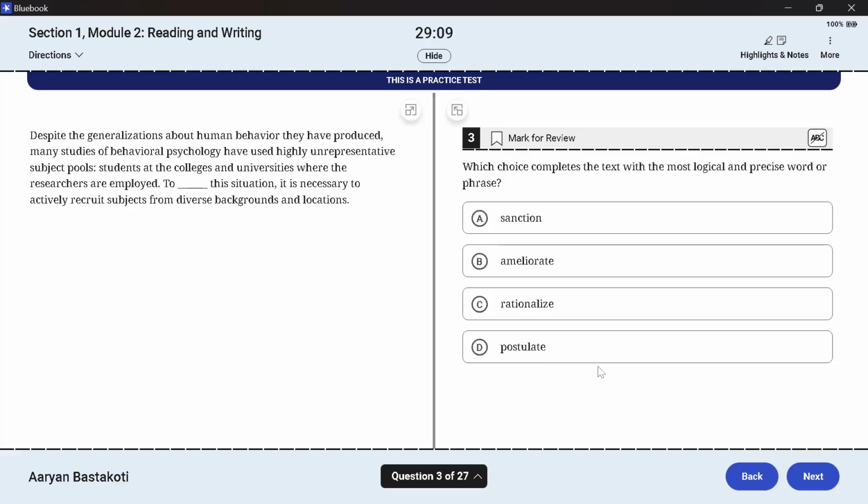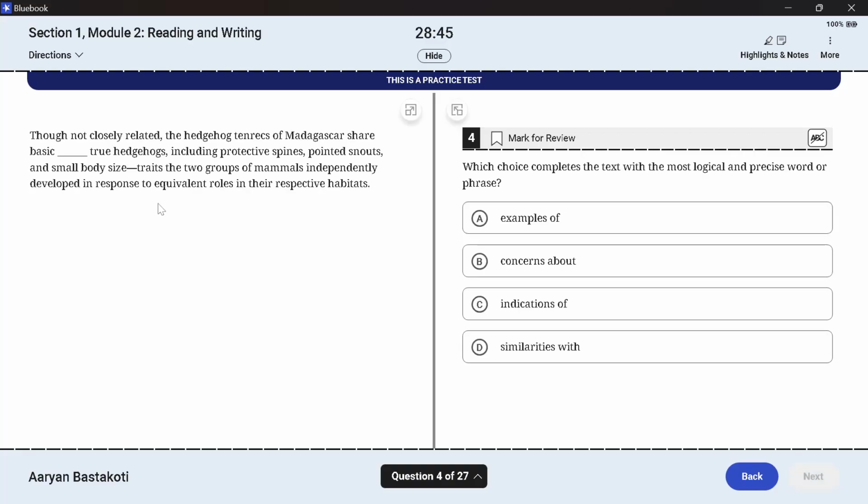So postulate, hypothesize, rationalize is not it. A sanction is to stop. Ameliorate means to, I do not know the meaning, but to sanction the situation or ameliorate the situation. Sanction is a complete stop. I do not think the word is that extreme. So ameliorate, although I do not know the meaning, I'm choosing this option.